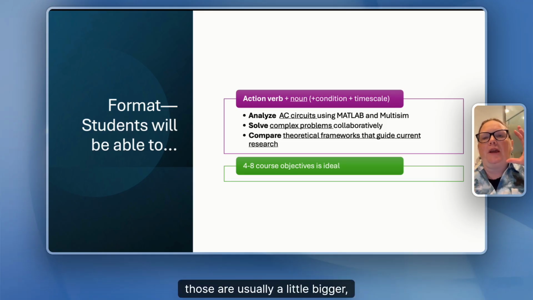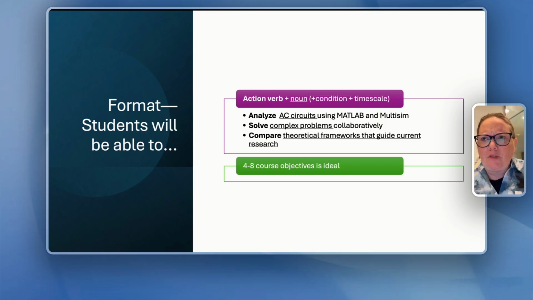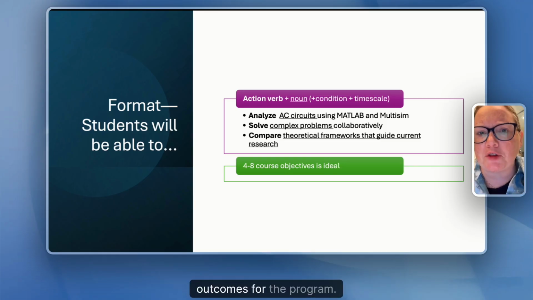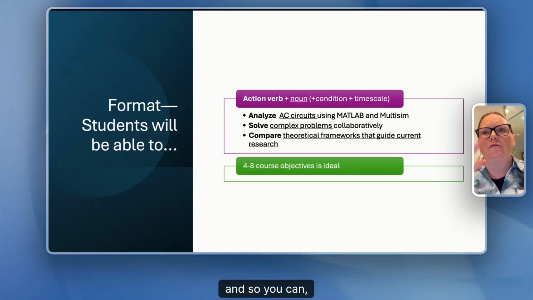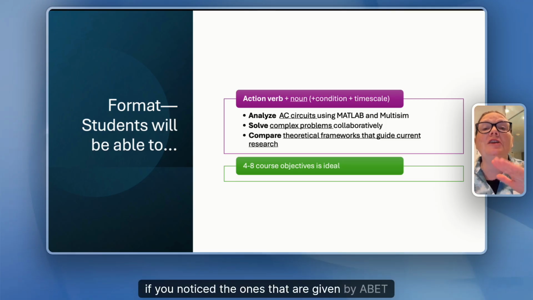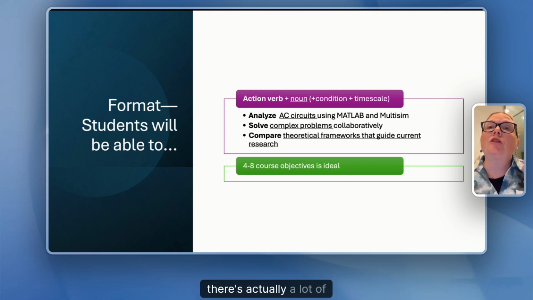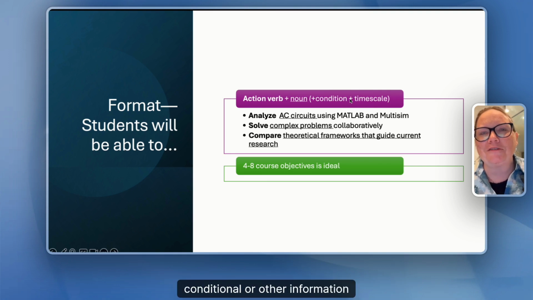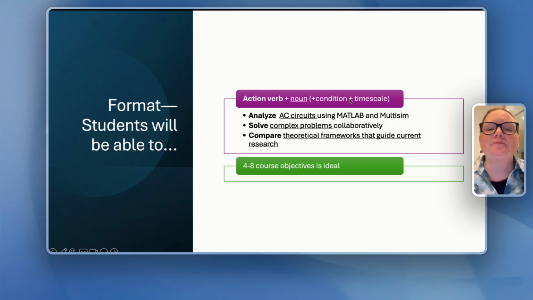a little meatier, because they're talking about these final outcomes for the program. If you noticed the ones that are given by ABET, there's actually a lot of conditional or other information that is shared.